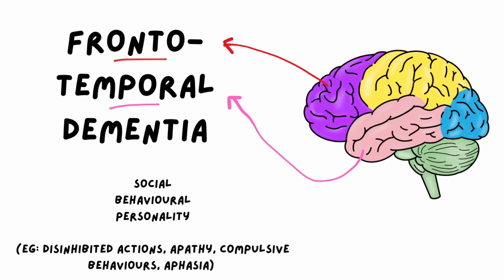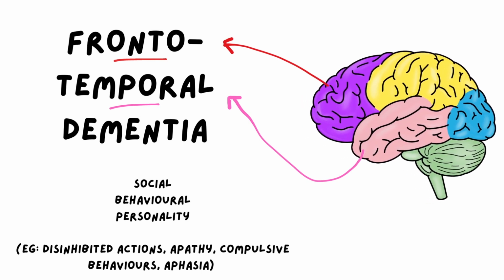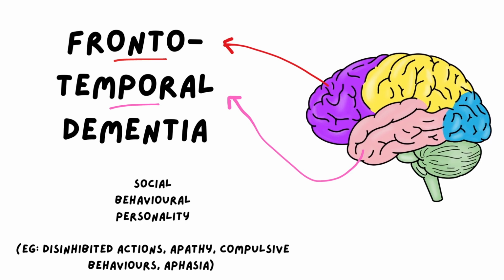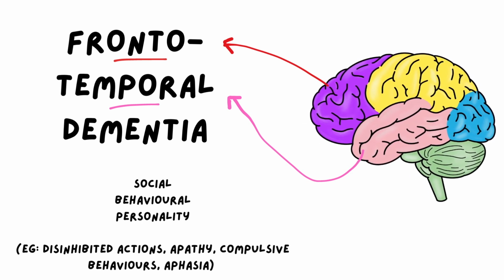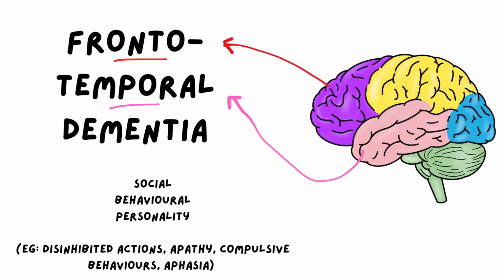Frontotemporal dementia is characterized by the degeneration of the frontal and temporal lobes in the brain. This leads to prominent social, behavioral, and personality changes. Examples include disinhibited actions, apathy and a loss of empathy, and compulsive behaviors. It may also cause aphasia.